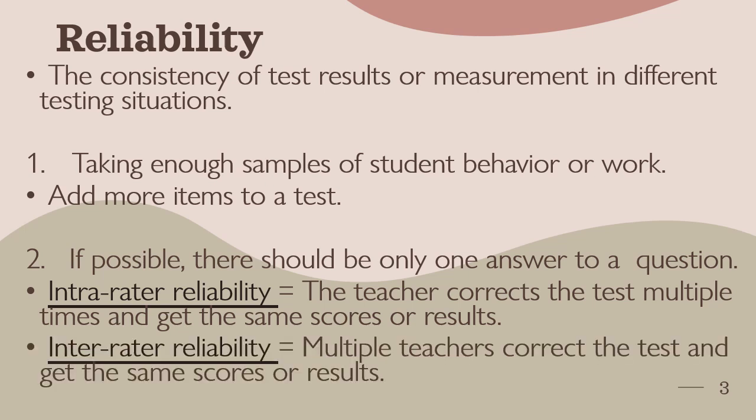Now, it's pretty simple. Intra-rater reliability is when the same teacher, for example you as a teacher, correct your students' test papers multiple times, 2 or 3 times, and you still see the same scores or test results. That shows that your students' test results are reliable, right? Because you have corrected the paper multiple times and still come to the same scores.